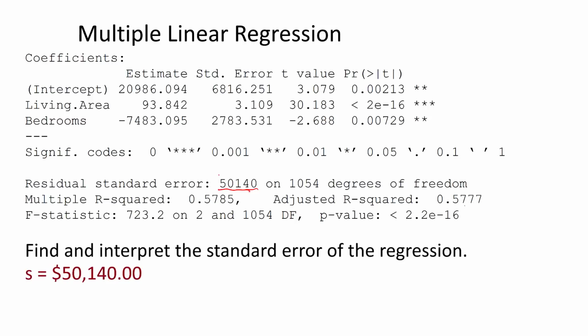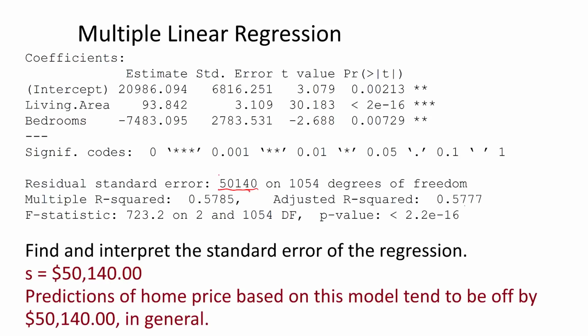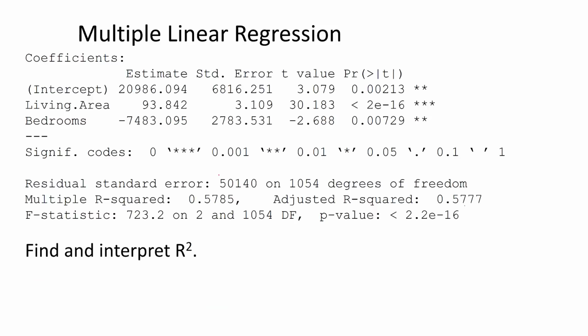And how do we interpret that? Well, that's the variability around the model. And what is the model? That's where our predictions are. And we're predicting Y, which here is sales price. So predictions of sales price tend to be off by $50,140 in general using this model. So the same interpretation that it had in simple linear regression. There's nothing new there.